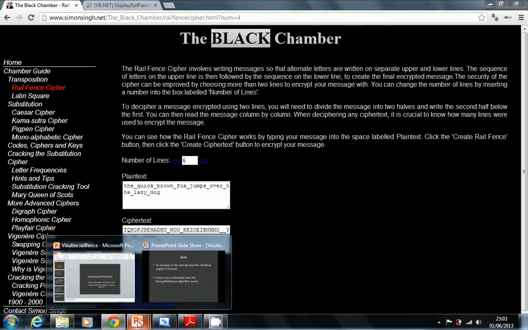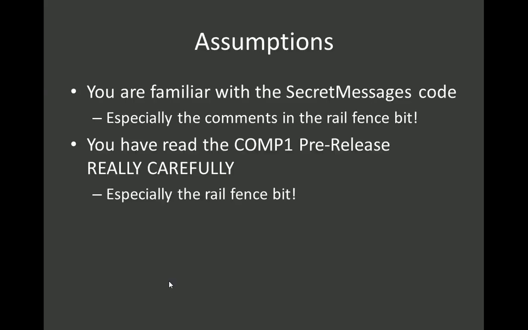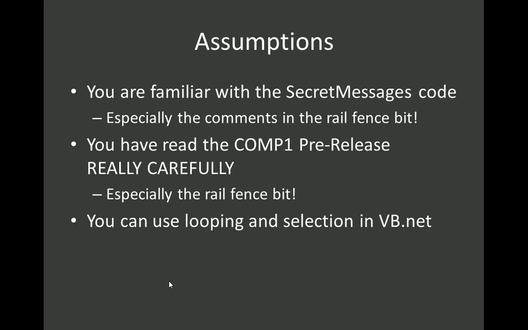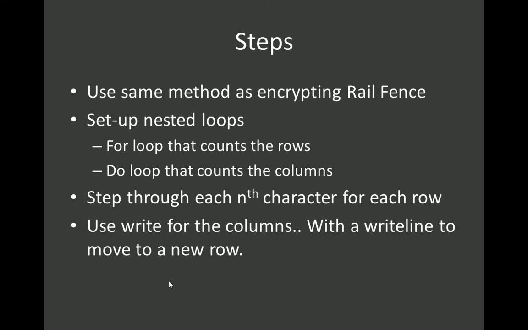Back to PowerPoint. In this tutorial, I'm going to assume that you do understand how the RailFence is formed, that you've read that pre-release very, very carefully, and obviously you know the normal VB stuff. So what do we do? We use the same methods as for encrypting the RailFence. We've got a couple of nested loops, we step through every nth character, and we're going to use a mixture of Write and WriteLine to display to the console.